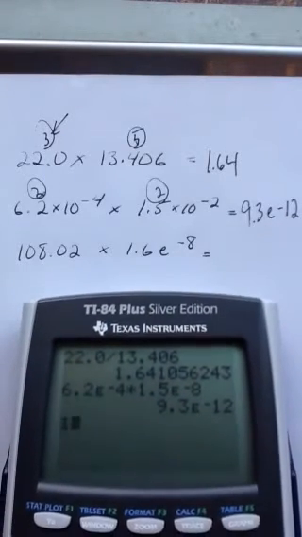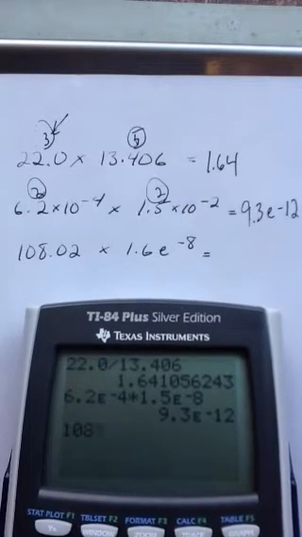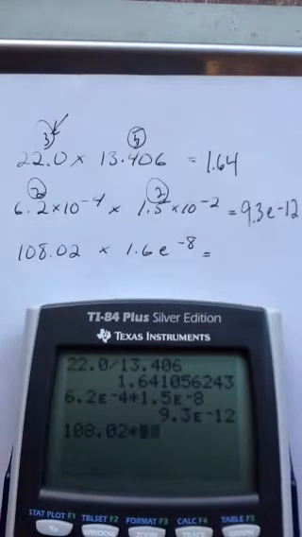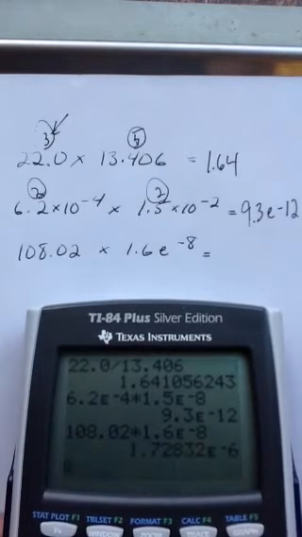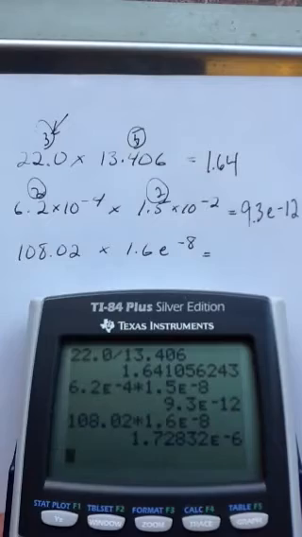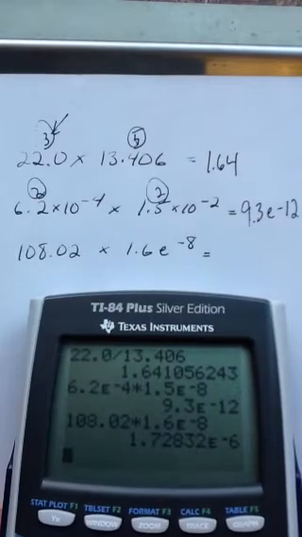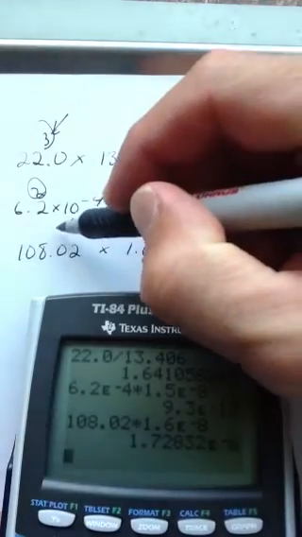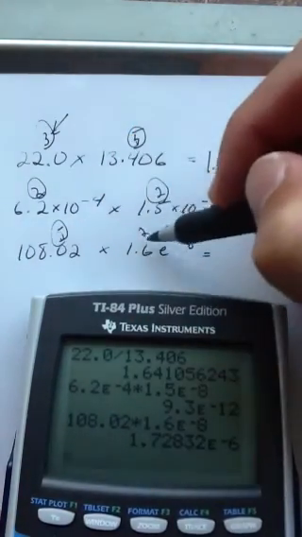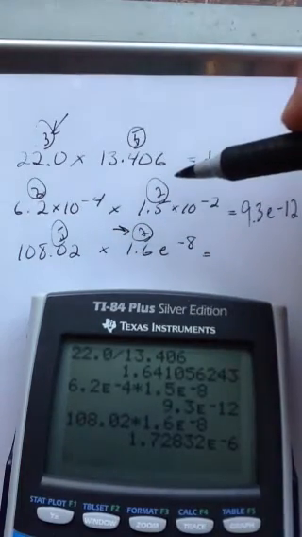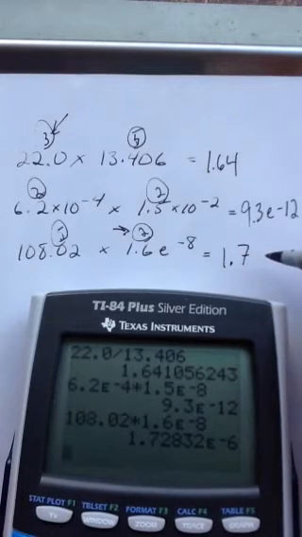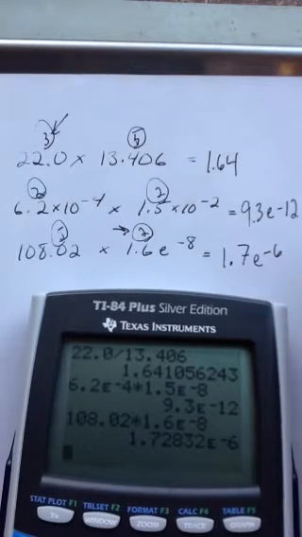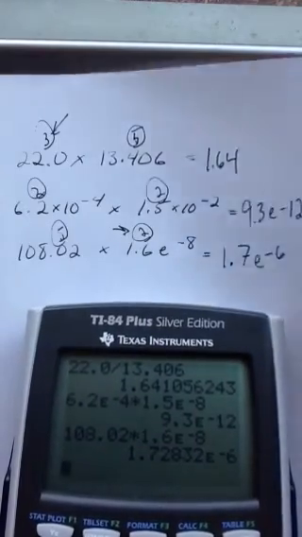Next one, we have 108.02 times 1.6, and that's going to be e to the negative eighth. And we answer that, and we get an answer of 1.72832 e to the sixth. So if we look back up here, this has 5 significant figures. This only has 2 significant figures, so this is what we're going to be rounding to, 2 significant figures. If we round this to 2 significant figures, we end up with 1.7 e to the negative 6. So that's multiplication. Now let's do some division.